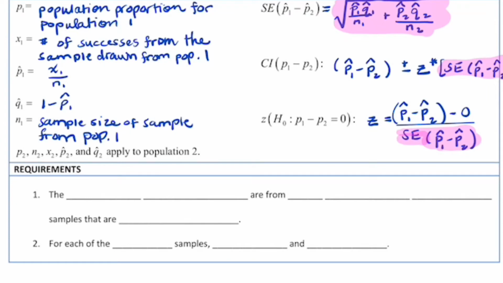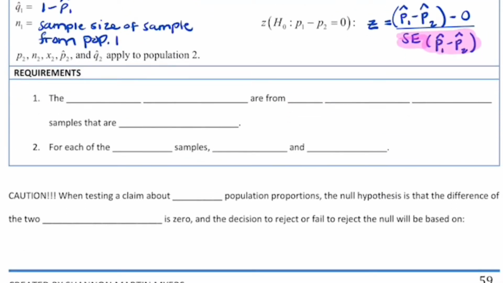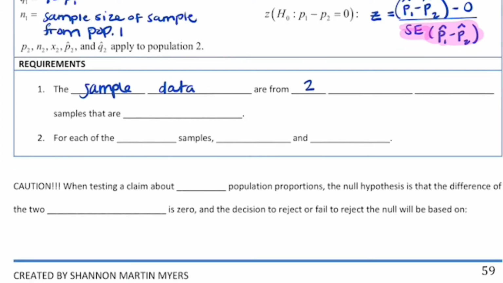All right, groovy. So moving on, the requirements. The sample data are from 2 simple random samples that are independent, okay? So we're not looking at paired data in this case, we're looking at independent samples.